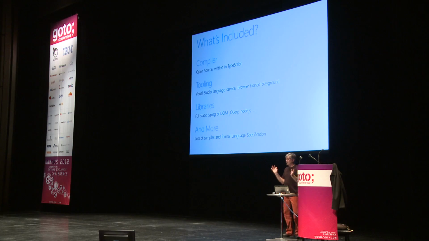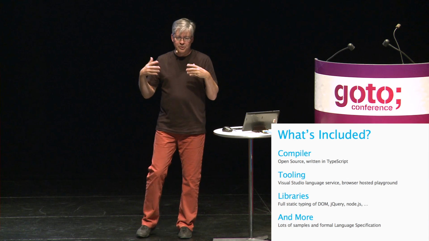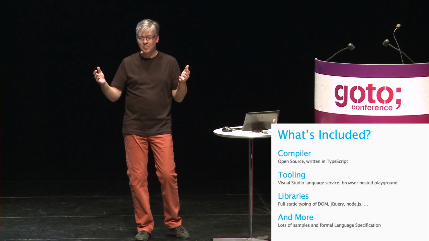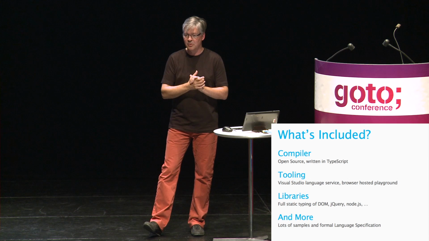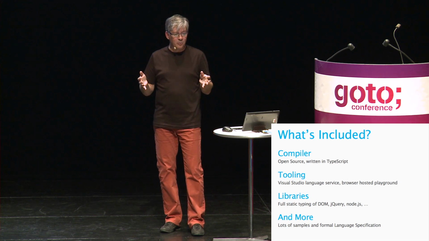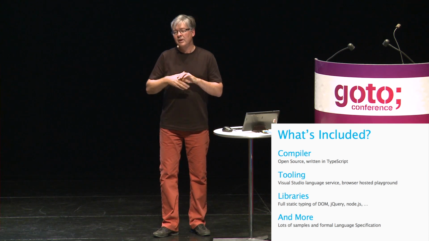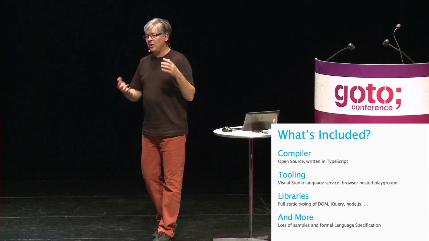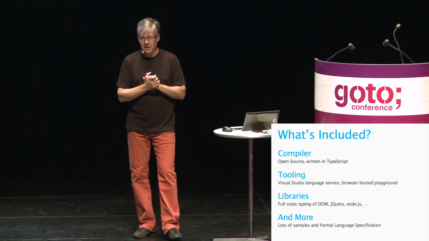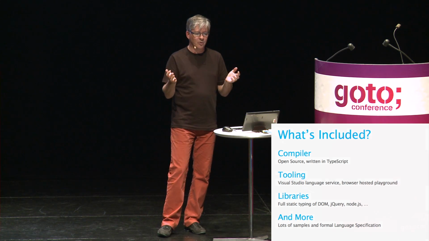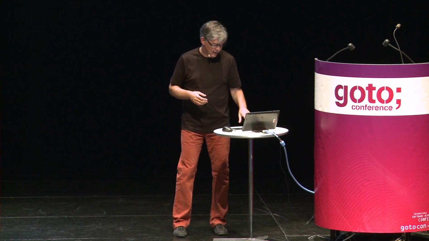Wanted to just briefly summarize what's included in TypeScript. An open source compiler written in TypeScript itself. Tooling: there's a browser-hosted playground that uses these services, and because it's open source, anyone can build plugins to other editing environments. We built one for Visual Studio that we include. We include static typings of a bunch of the popular libraries out there, like Node.js and jQuery, and also lots of samples and a formal language specification.